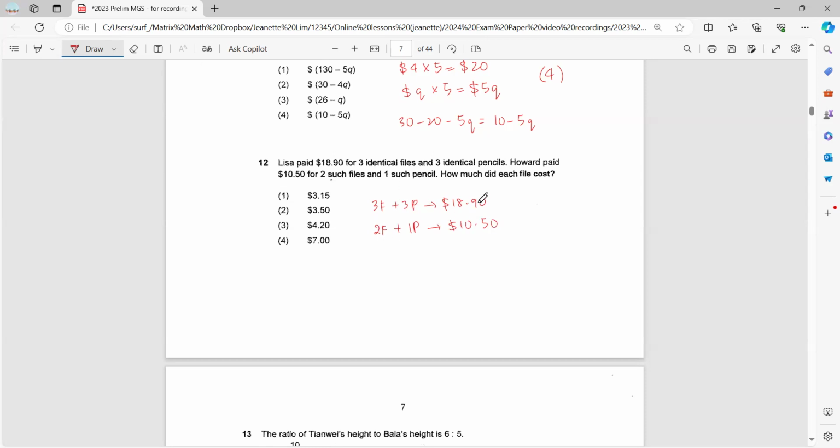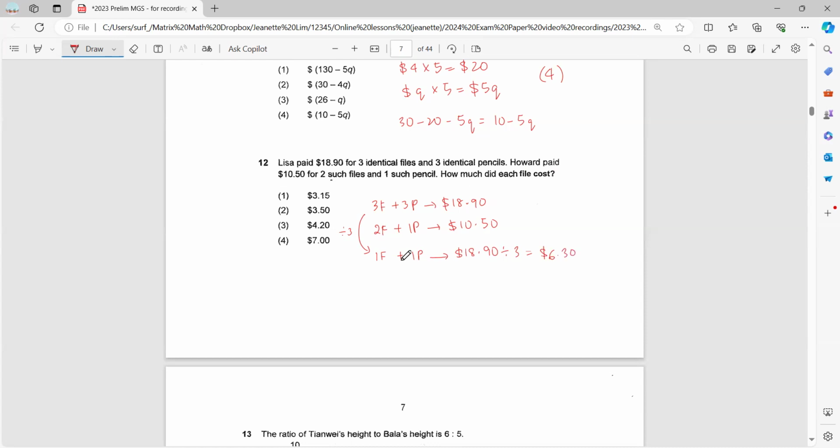Okay, so if you want to find file, you can make the number of pencils the same by multiplying this line by 3. Or you can take the first line, divide by 3. Both ways are fine. So if we divide by 3, we'll end up with 1 file and 1 pencil, which is $18.90 divided by 3, $6.30.